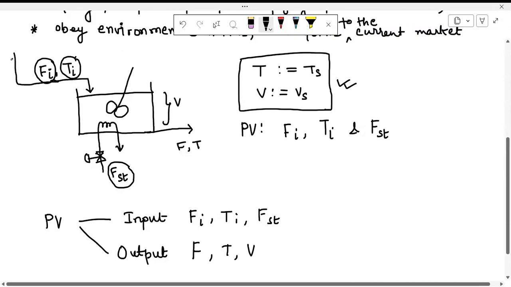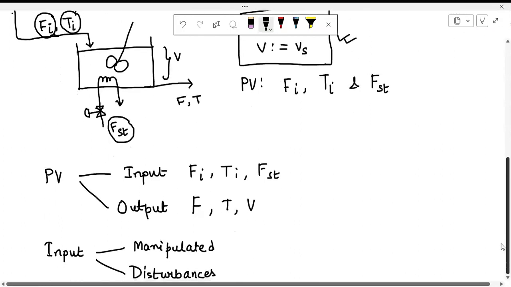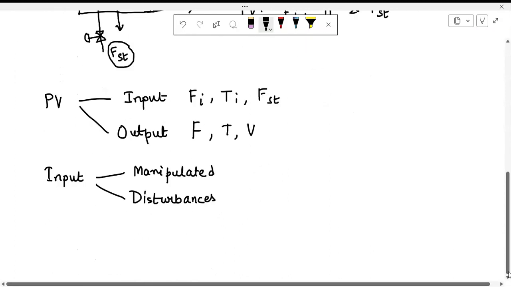But suppose this stream was coming from some process which we do not know at all, maybe some neighboring factory, then we would not be able to adjust this according to our need. Then we would have to do something in our process itself. So when we have a direct handle on the input process variables, we would call them manipulated variables.